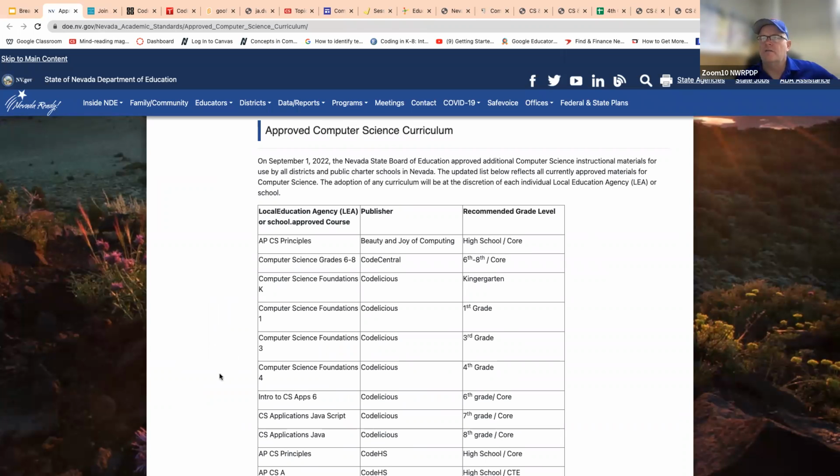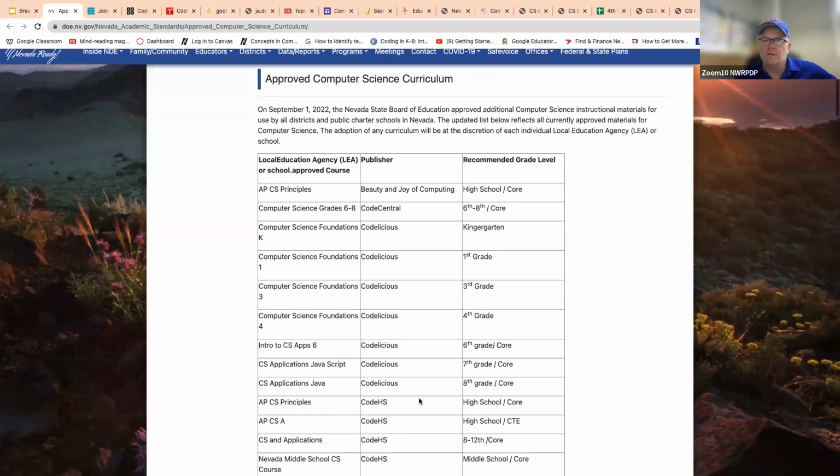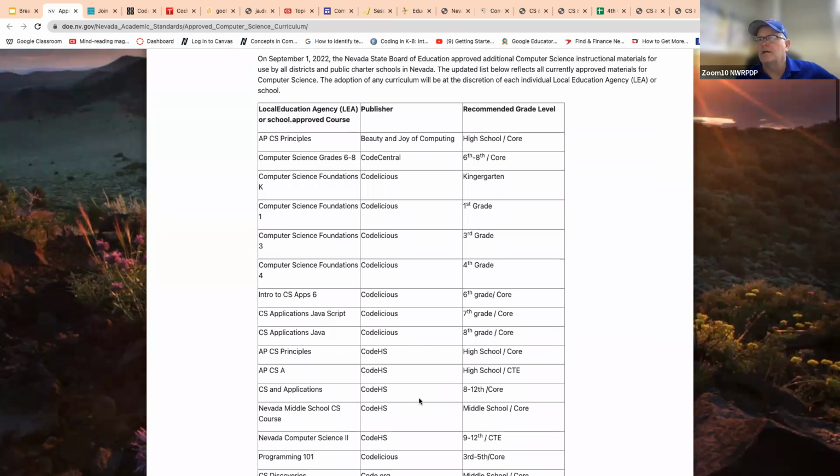And so you have two lists on this page, and it's updated. This was September of 2022, so it's not too long ago. But if your school is, you go to your principal and you say, hey, I would like to get Codelicious. And the question is, does it meet the standards? This one has been approved for the Computer Science Foundation number 4. That's approved and it meets all the standards in the 4th grade band, according to the state of Nevada. So that's an approved curriculum on Codelicious.